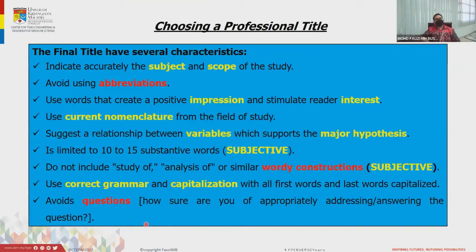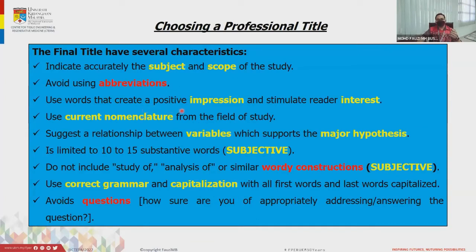So the final title has characteristics, as I mentioned previously. It generally covers the subject and scope of the study. Please avoid using abbreviations. However, in certain cases you can't really avoid that. Sometimes you are using commercially available products that have their own abbreviation, but it depends on the journals. You need to give details and particularly inform the editorial office about this in the title.